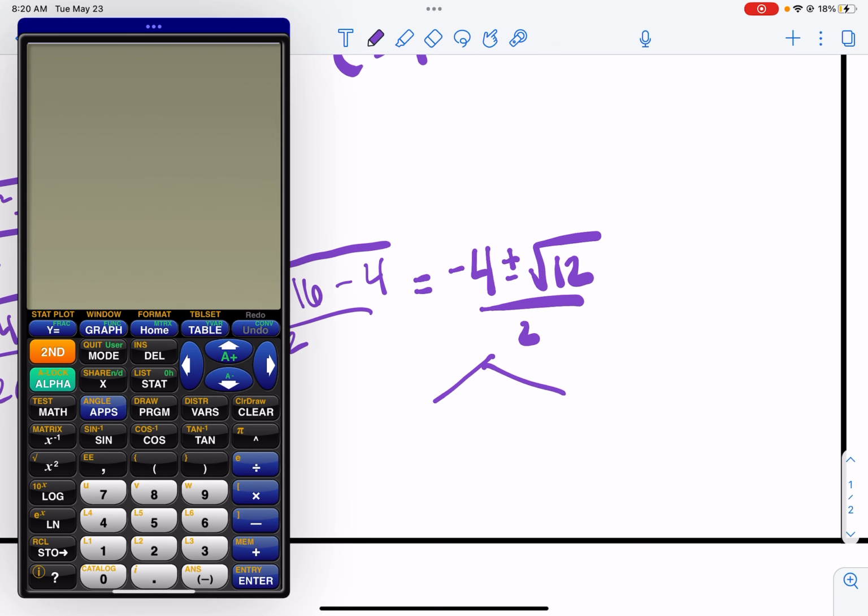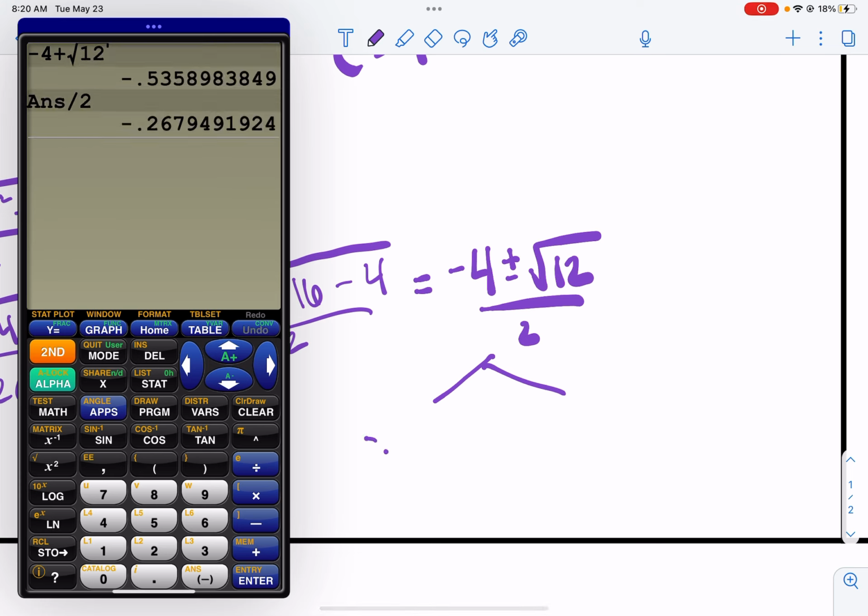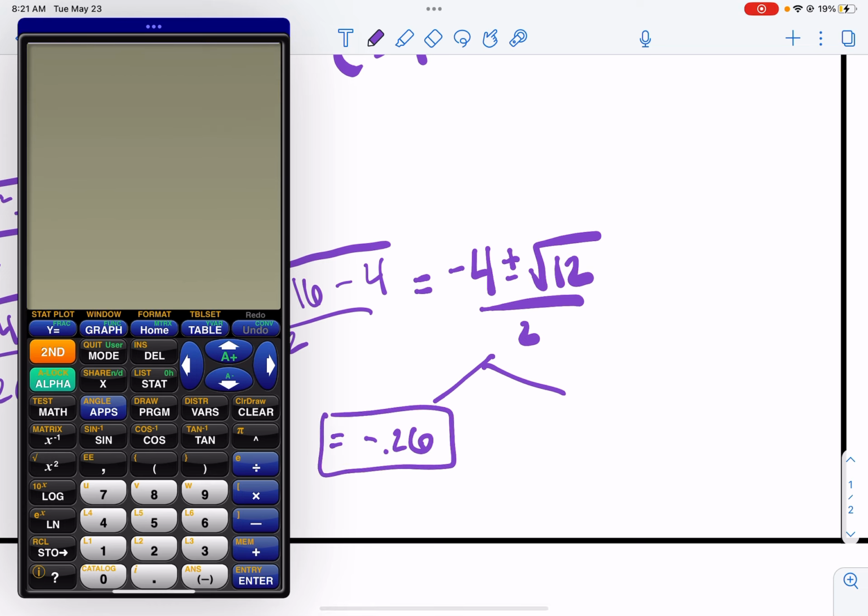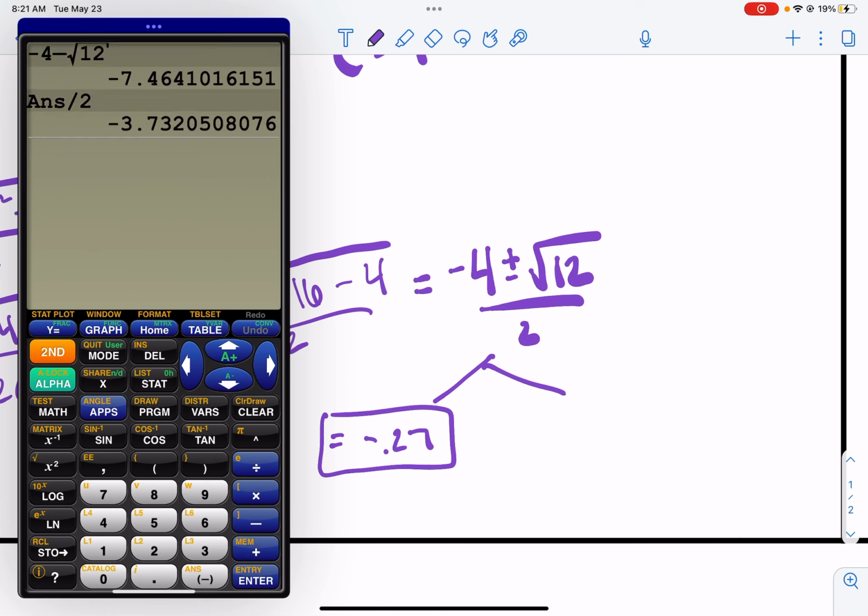So let's see. Let's do -4 plus the square root of 12 and divide that by 2. So -0.26 is one of our answers. You know what, let's round to -0.27. And then -4 minus the square root of 12 divided by 2, and that'll be -3.73.